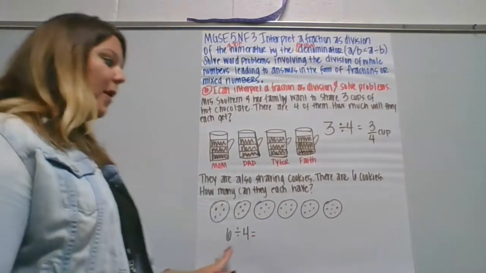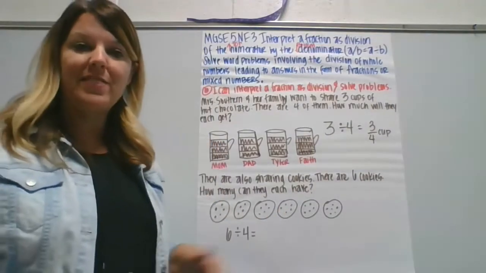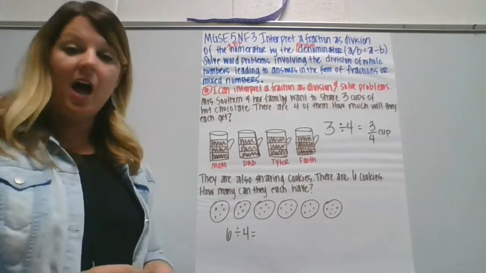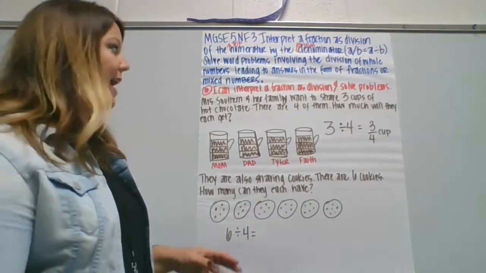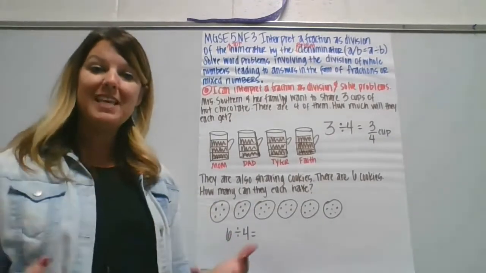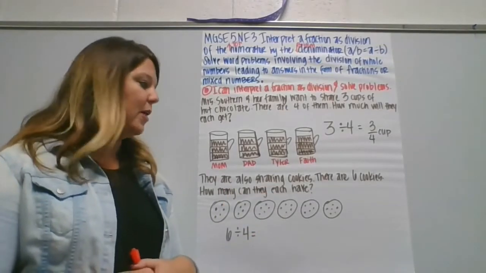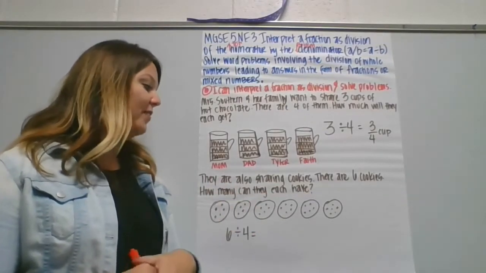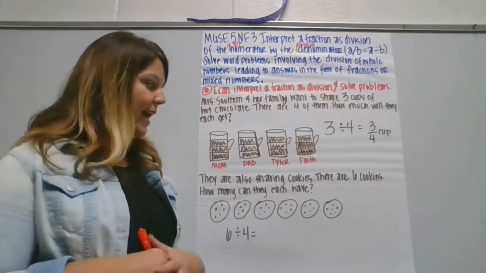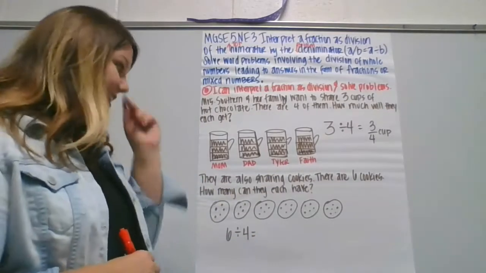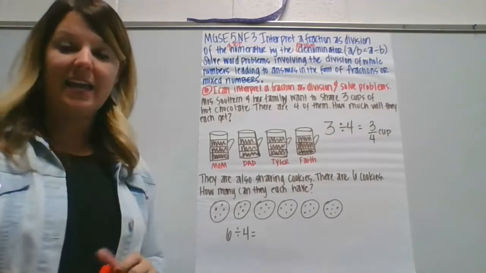All right, so the next part says that we can do the same thing with a mixed number as an answer. Also, not that complicated, okay? And the standard specifically mentions models. So guess what you're looking at right now? A model. So if I have this problem, they are also sharing cookies, okay? There are 6 cookies. How many can they each have?